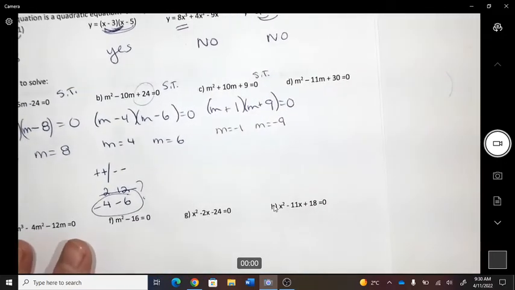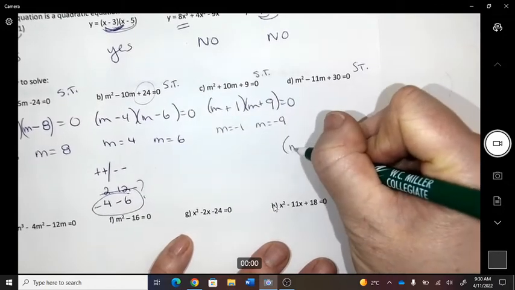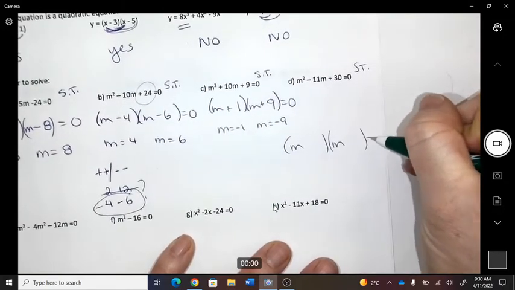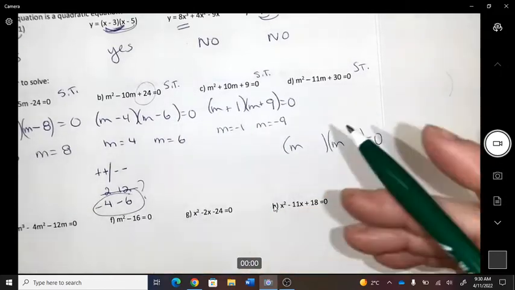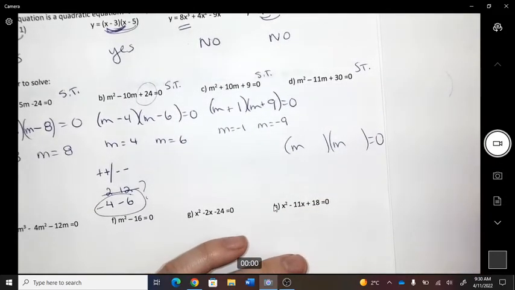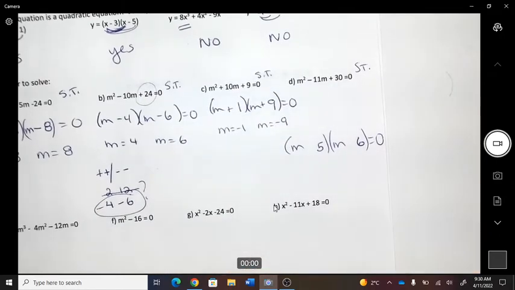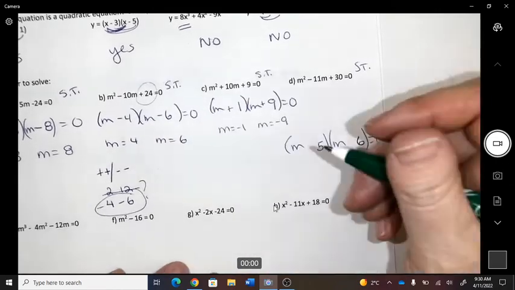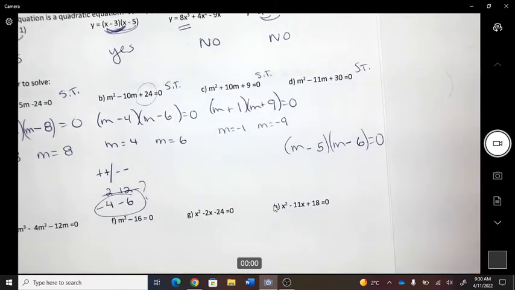Okay, D. Simple trinomial. m and m. Can you multiply to 30? And then it has to add to 11. You got something that'll work. Multiplying to 30. 5 times 6. That will work. Negative will make the negative 11.